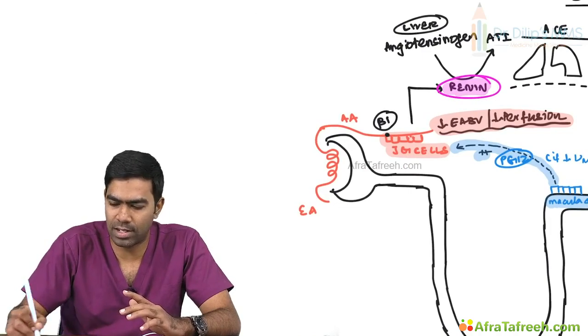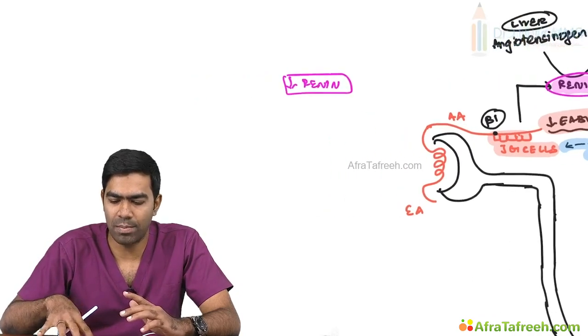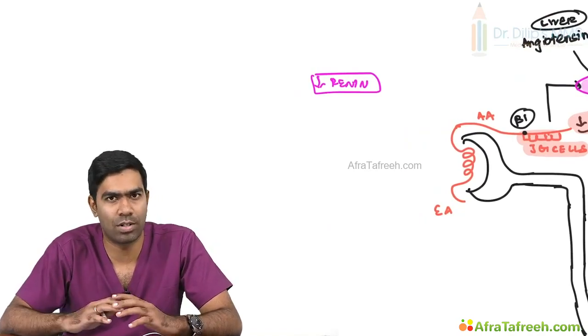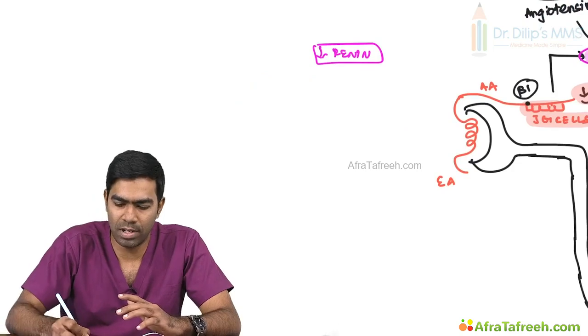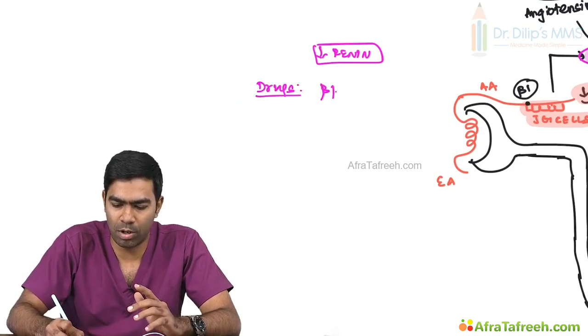So what are the conditions that can produce low renin? This is called hyporeninemic hypoaldosteronism. Low renin may be due to certain drugs. Drugs like beta blockers and NSAIDs can produce low renin, and because of that they can produce hypoaldosteronism and its manifestations. How can beta blockers produce low renin?